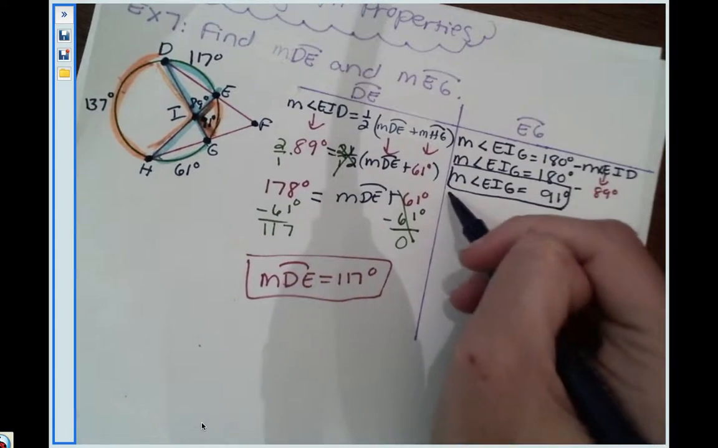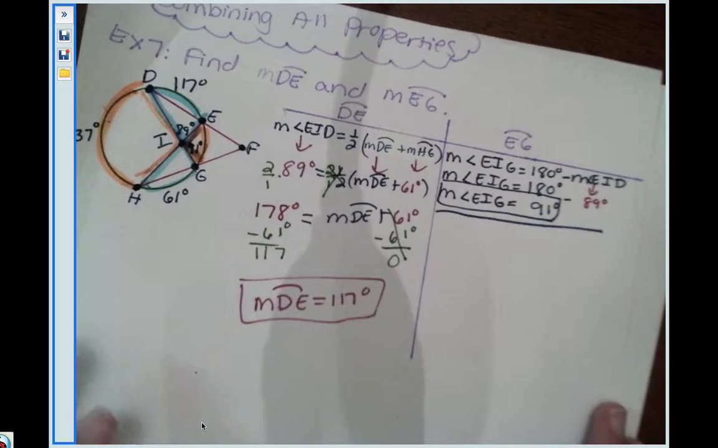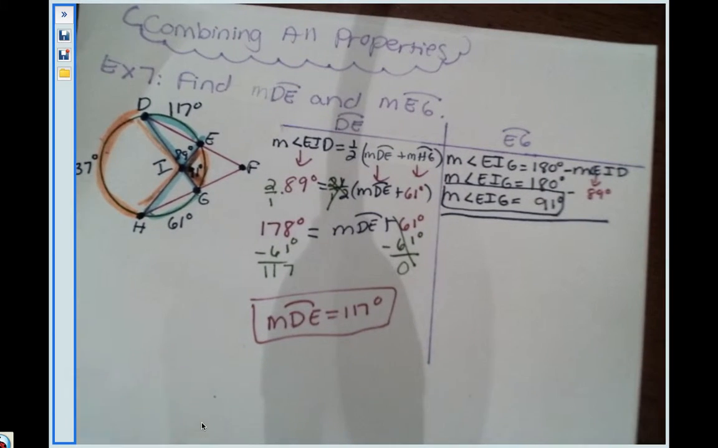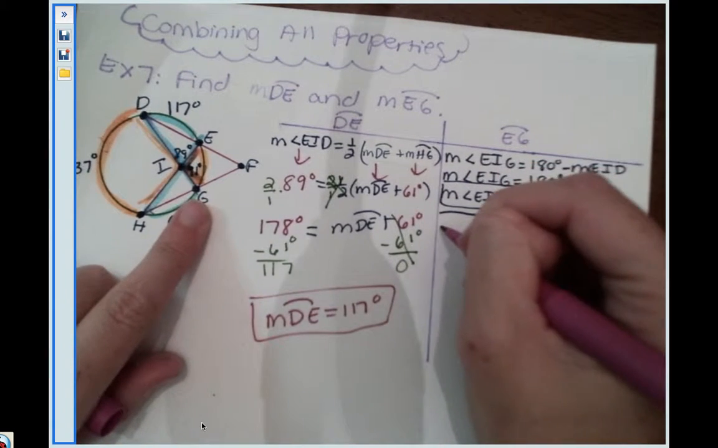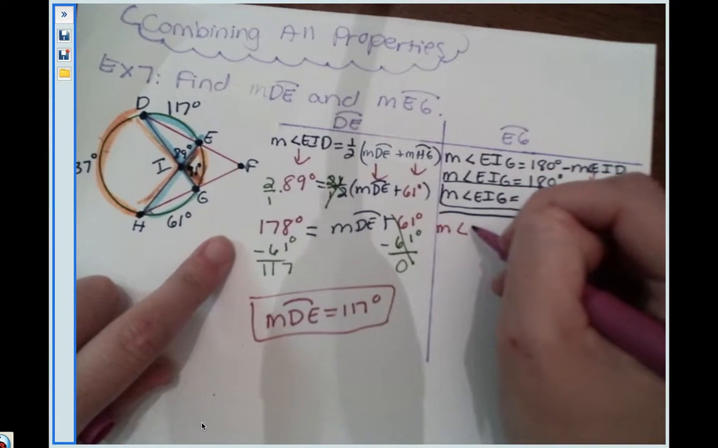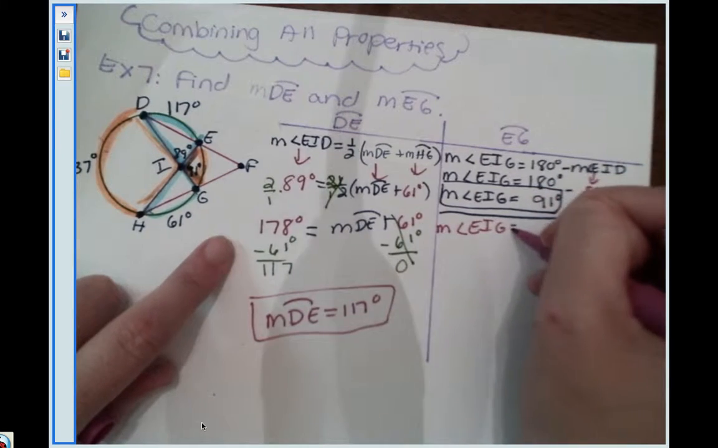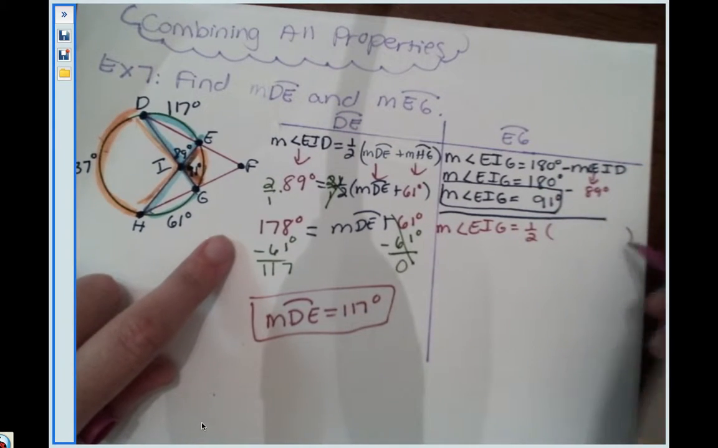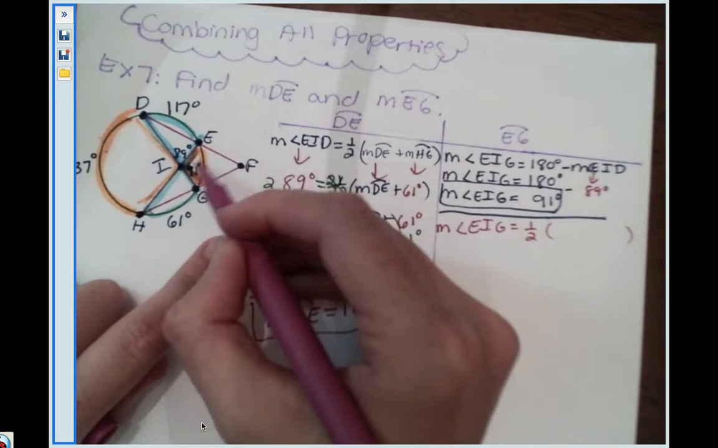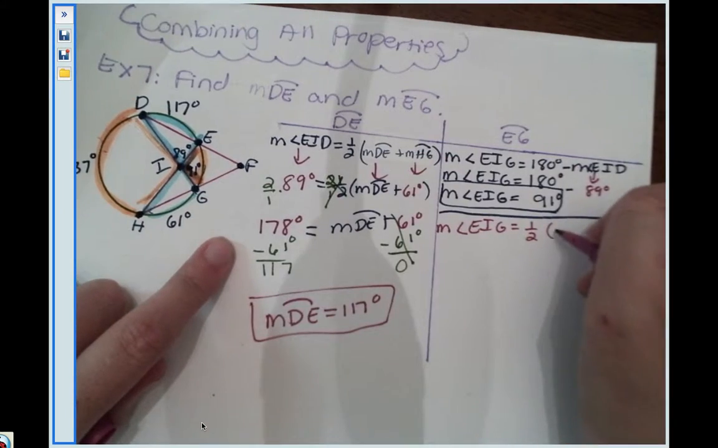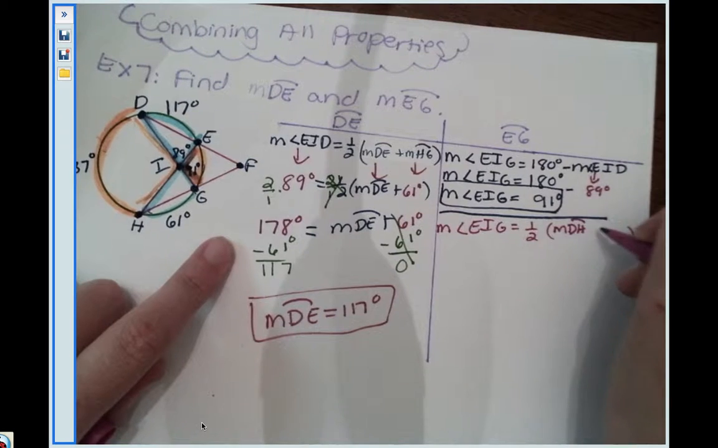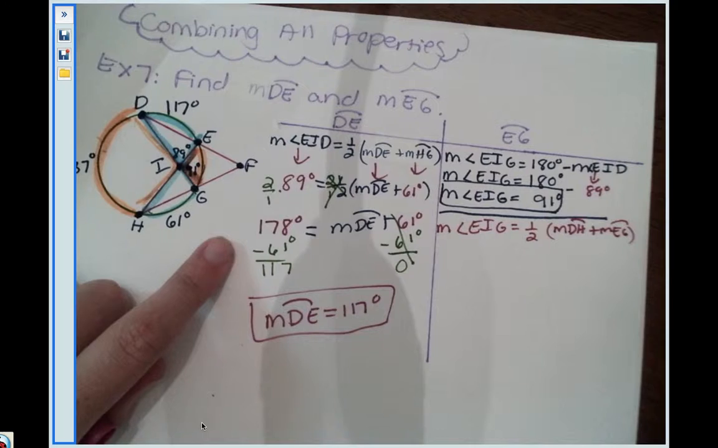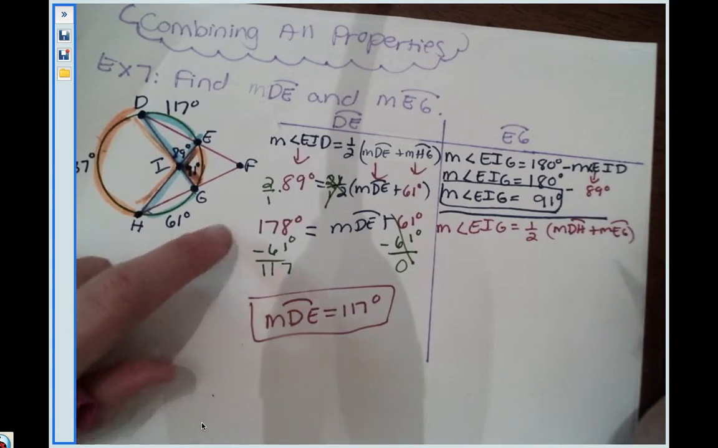Okay, so I'm going to block that off to keep it separate. All right, let's get going. Okay, so I know that the measure of angle EIG equals 1/2 the sum of my two intercepted arcs, which in my picture, that's EG and DH. So the measure of arc DH plus the measure of arc EG. All right, let's solve this thing. And we're going to solve this thing for EG. So get excited, you guys.